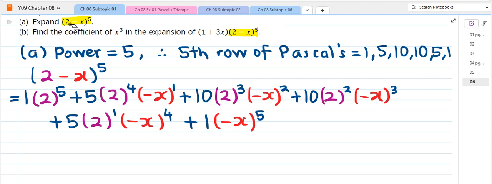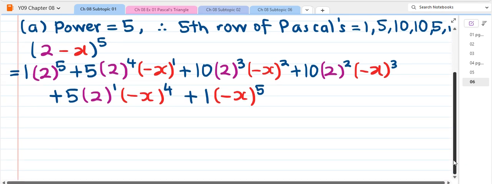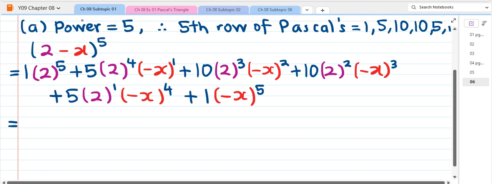Let's check them term by term. So there's no problem here. The Pascal's coefficient is okay. The power of a will decrease and the power of b will increase. All right. So let's move on to the next one. The next one over here, let's simplify what we can have first.